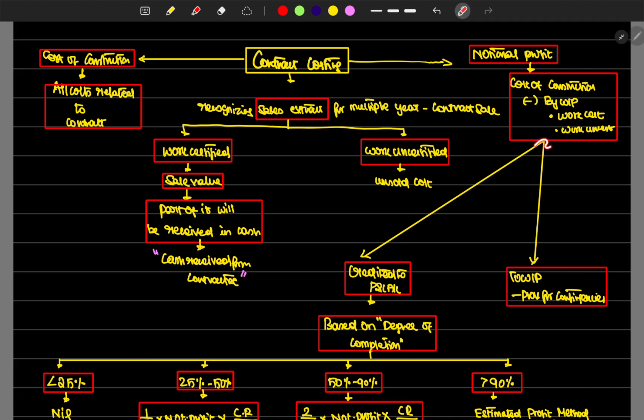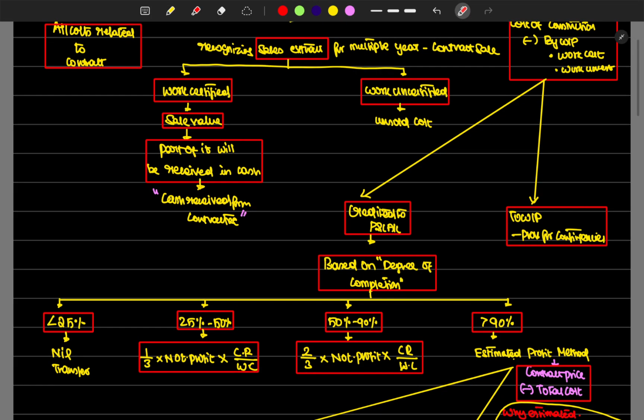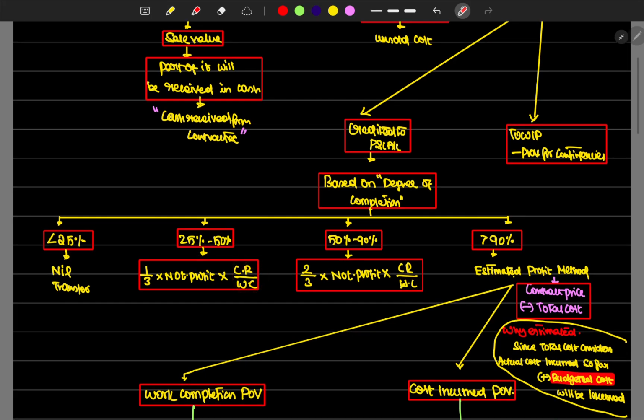Then how we have to allocate the profit to show in the P&L depends on the degree of completion, how much work has been completed. If only 25% of the work is completed, we transfer nil percentage. If it is 25% to 50% completed, then 1/3 into notional profit into cash received divided by work certified. Cash received portion is considered based on the work certified.